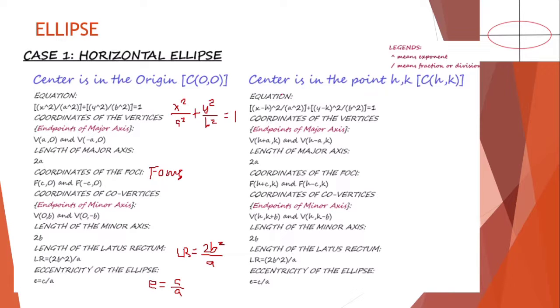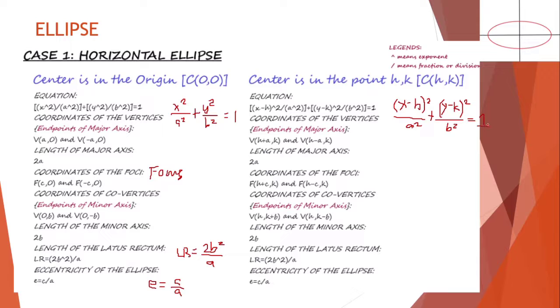Next, let us proceed to the center at the point (h, k). Its equation is (x minus h) squared over a squared, plus (y minus k) squared over b squared, all equal to 1. Sorry for the ugly handwriting.